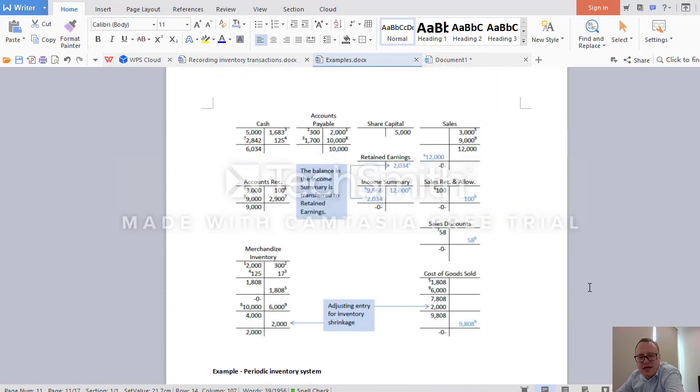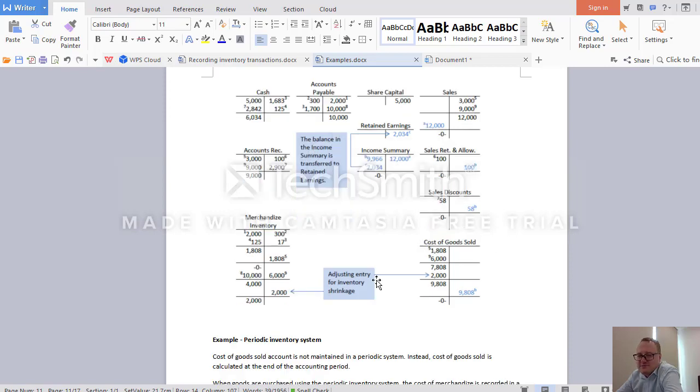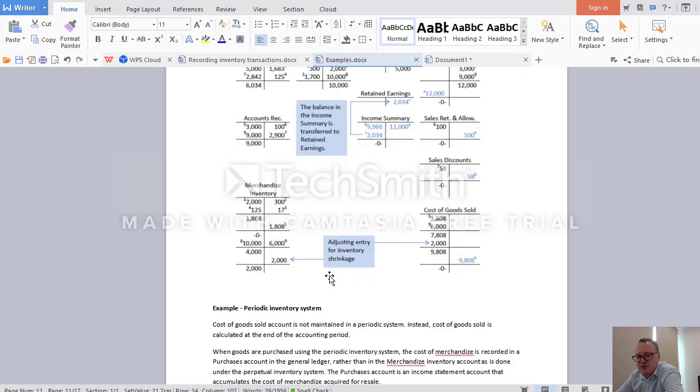The adjusting entry can be made to the merchandise inventory and the cost of goods sold. Don't forget to make it. Or you may have an inventory loss account, it doesn't matter. That has to be done before you prepare the income summary. And then here we have the income summary balance, and it is transferred into the retained earnings.